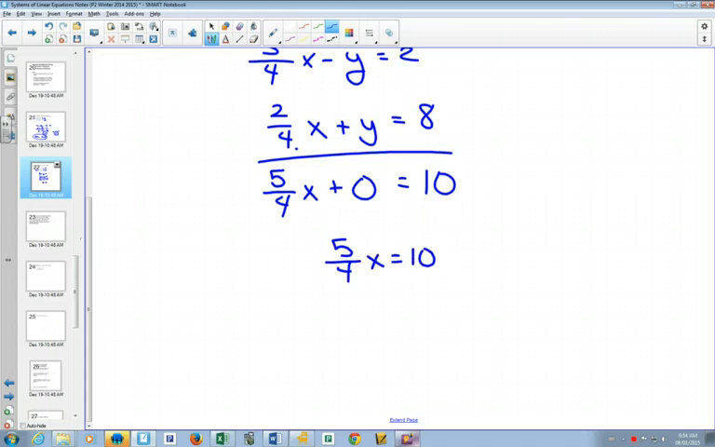Back to grade 9. How do we deal with this? How do you deal with a fraction in front of the x equals 10? What would step 1 be? Multiply both sides by 4. That'll get rid of the 4's, and we'll just have 5x equals 40. Then divide both sides by 5. X is equal to 8.